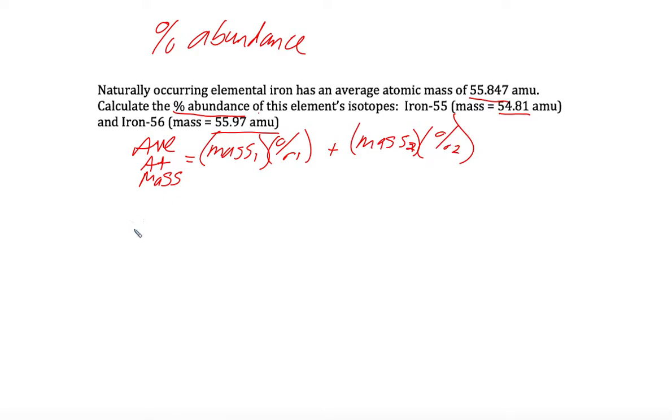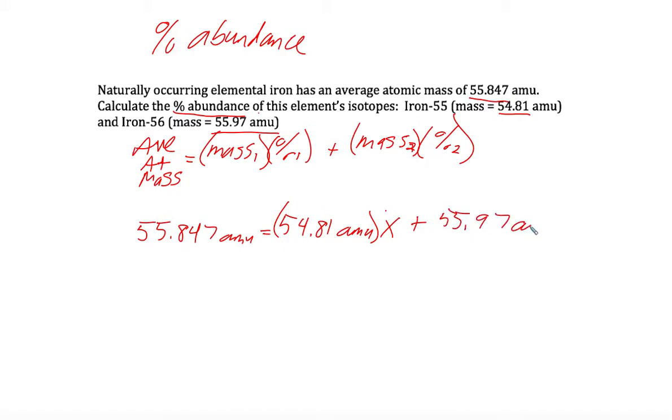We're going to set this up first. We have 55.847 AMU equals mass 1, 54.81 AMU, times, since I don't know what it's multiplied by, I'll call it X, plus 55.97 AMU times a different variable that's not necessarily the same, so we'll call this one Y. Now I have my equation set, but I have 2 variables.